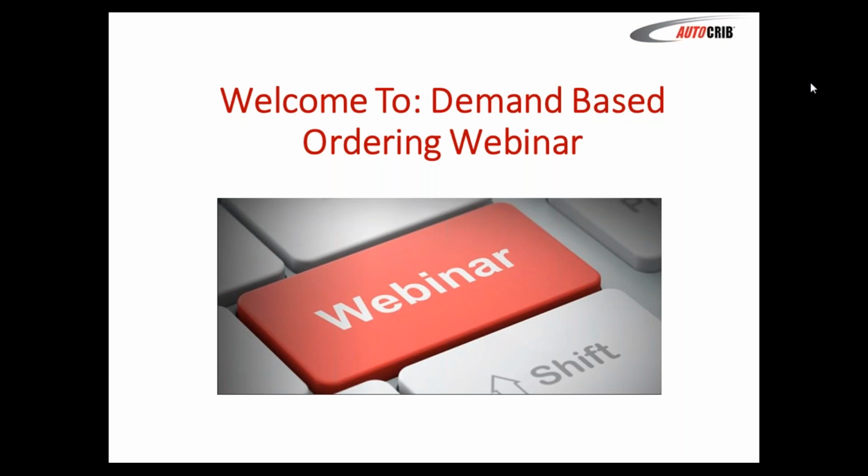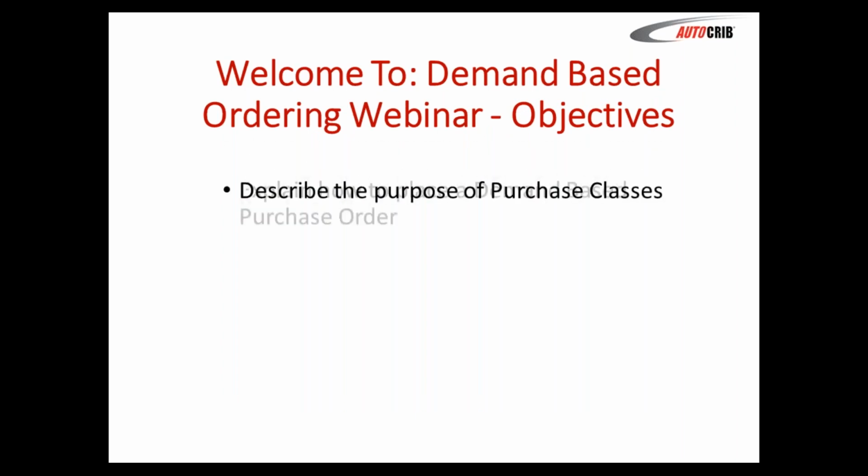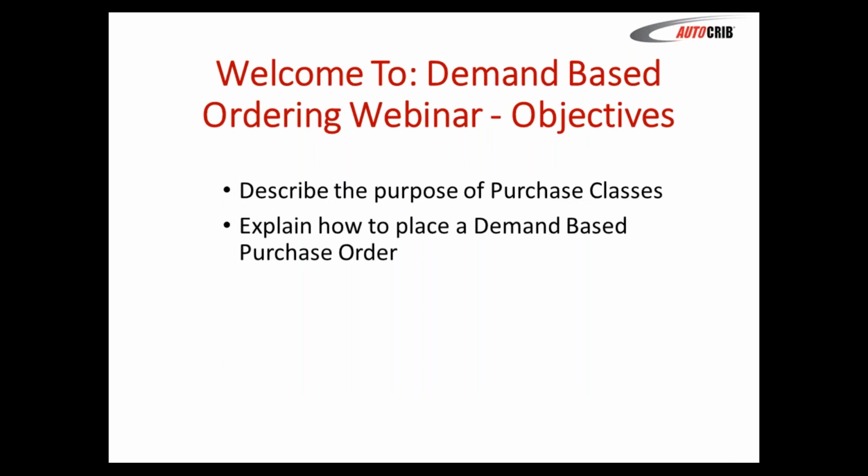Demand-based ordering, or DBO for short, allows purchase orders to be generated for items based on their usage history, also known as demand. At the end of this training, you will be able to describe the purpose of purchase classes and explain how to place a demand-based purchase order.